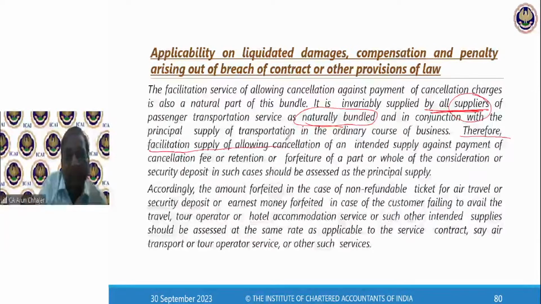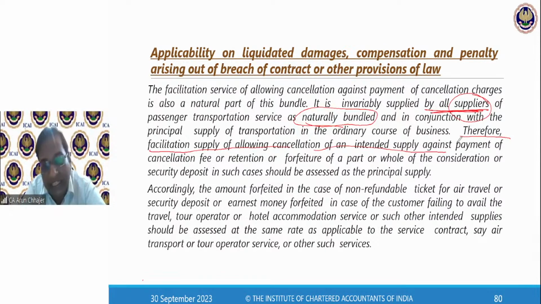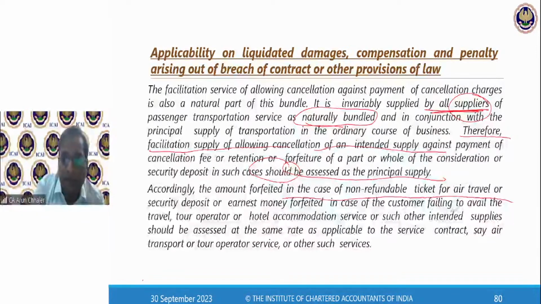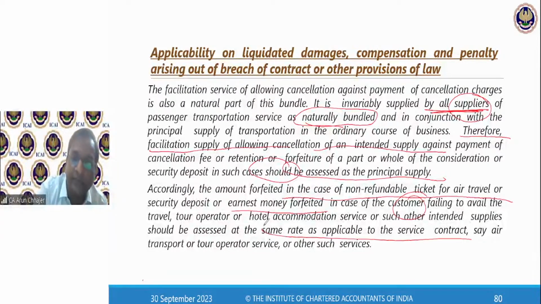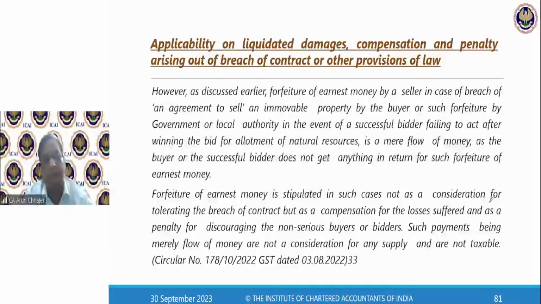Therefore, the facilitating supply of cancellation of intended supply against the payment of cancellation fee or retention or forfeiture of the part in such case should be assessed as principal supply. So therefore, all the cancellation charges collected by the hotel, travel, any IRCTC, they are chargeable to GST. Accordingly, the amount forfeited in case of the non-refundable ticket or security deposit or EMD, earnest money deposit, forfeited in case the customer fails to avail the travel, tour operator, hotel accommodation intended, shall be assessed at the same rate as applicable to the main supply.